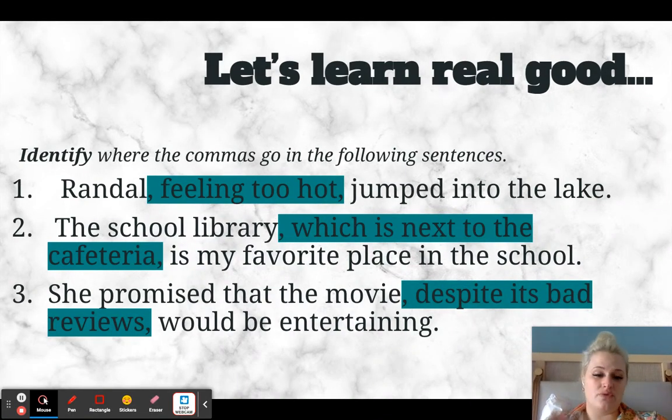See, you can move all of those to the front or the back and they still make sense, and you can take them out, they still make sense. Like number 3, despite its bad reviews, she promised that the movie would be entertaining. All right? So, non-essential and essential clauses.